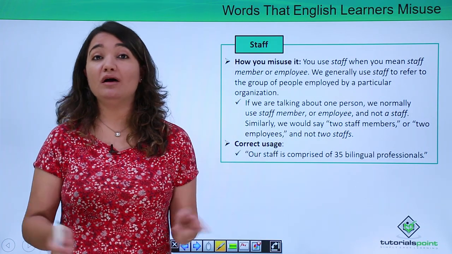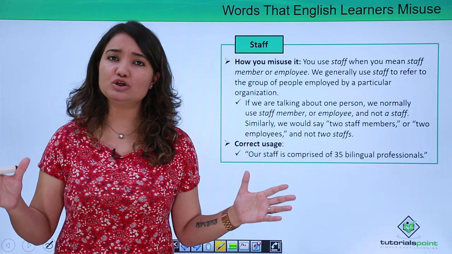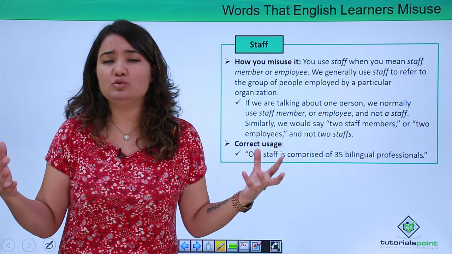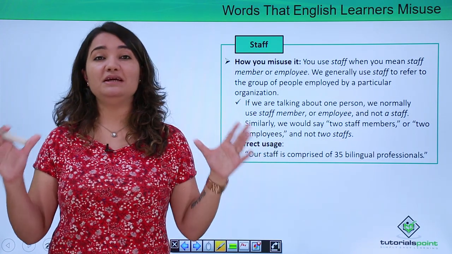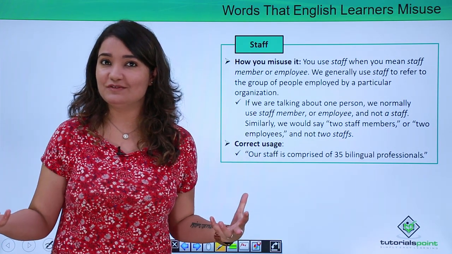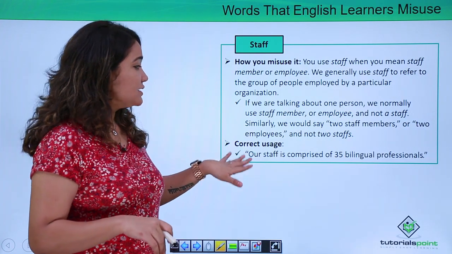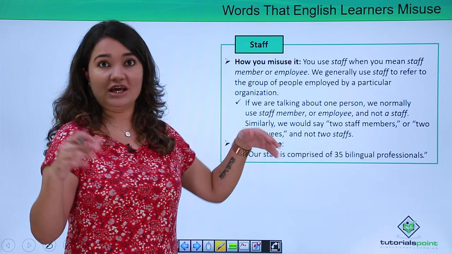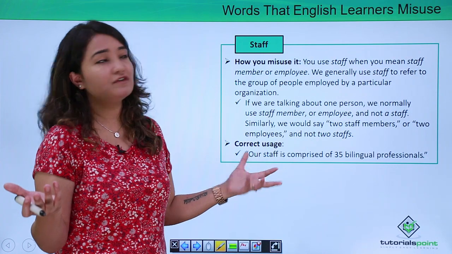So if you are referring to one person, definitely you cannot use staff. You might want to use staff members, or someone who is a part of the entire staff, but staff per se means a group of people. So if you happen to use it the other way around, you might want to change the way in which you're using it. Our staff is comprised of 35 bilingual professors. So definitely staff refers to a group of people.